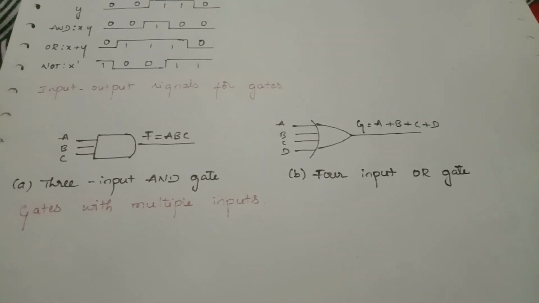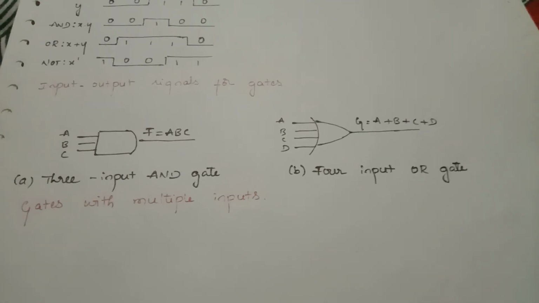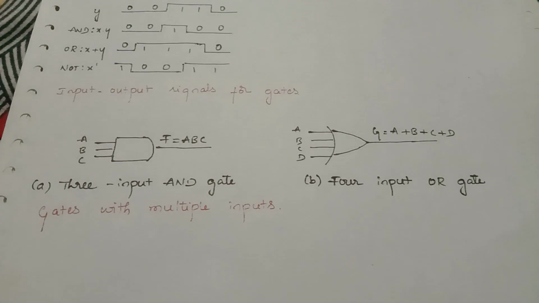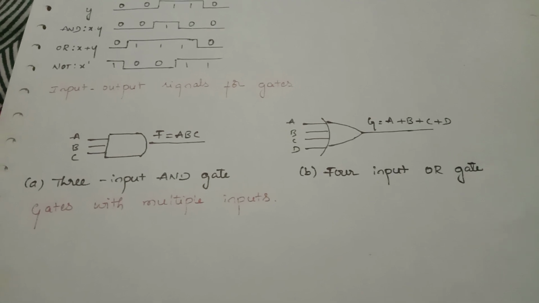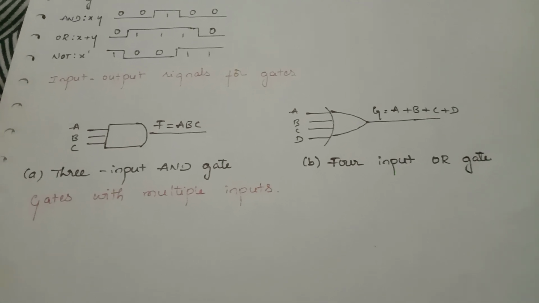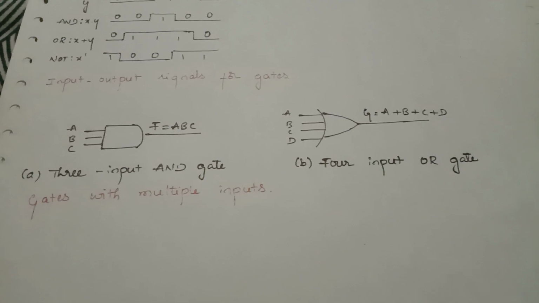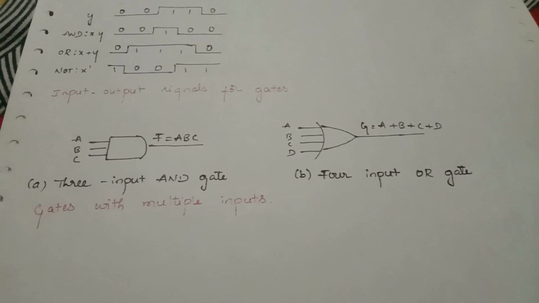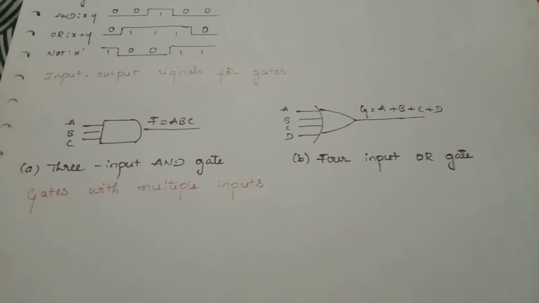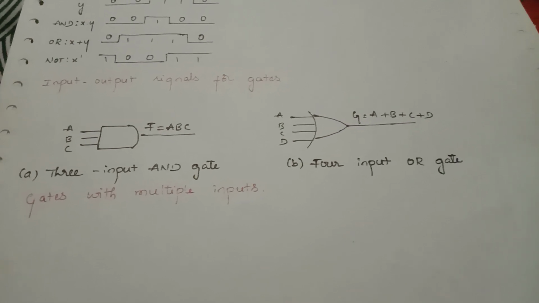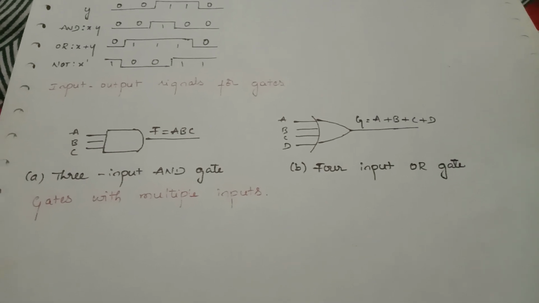Then coming to the last point here, that is gates with multiple inputs. AND and OR gates may have more than 2 inputs, not only 2 inputs. An AND gate with 3 inputs and an OR gate with 4 inputs have been shown in this diagram. The 3-input AND gate responds with logic 1 output if all the 3 inputs are logic 1. That is, only if all the 3 are 1, the F value is 1, otherwise it is 0. The output produces logic 0 if any input signal is logic 0. So if any one is 0, the output will be 0.